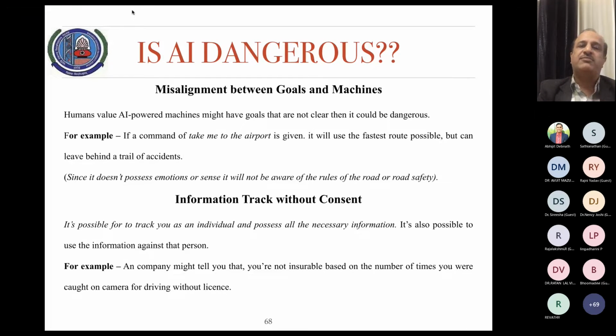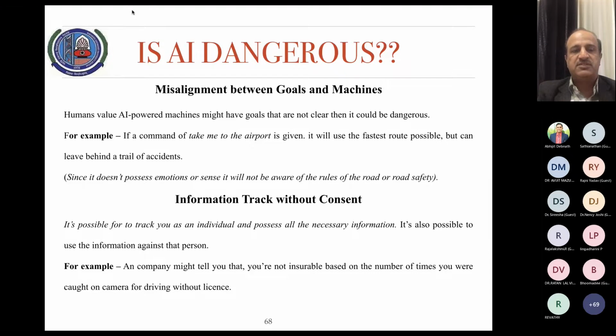Another problem that may come is the misalignment between the codes and machines. Like if we have told our automated vehicle to go to the airport, it will definitely use the fastest route. But will that lead to some accidents?